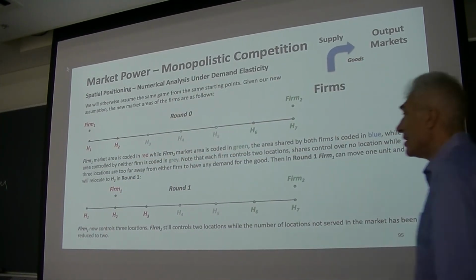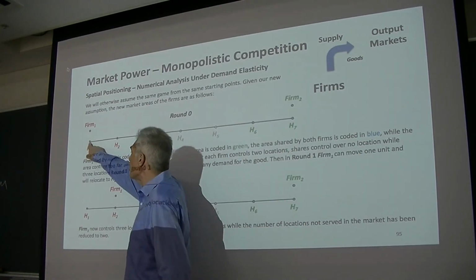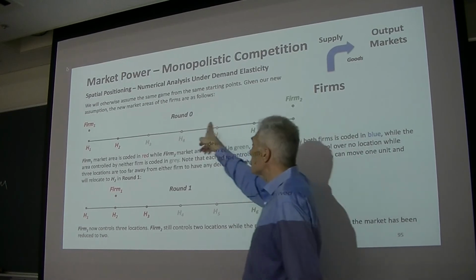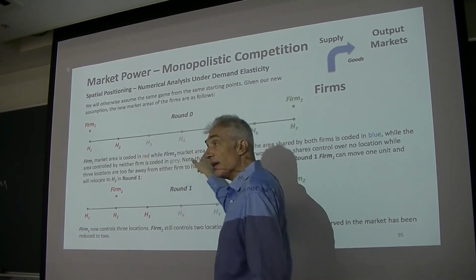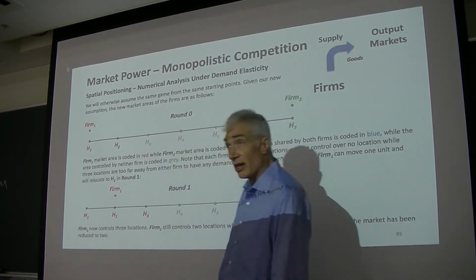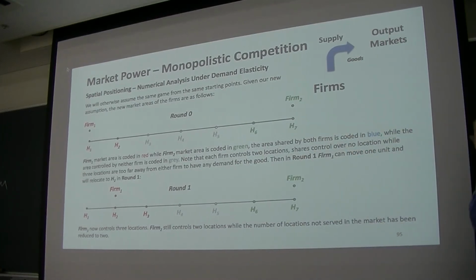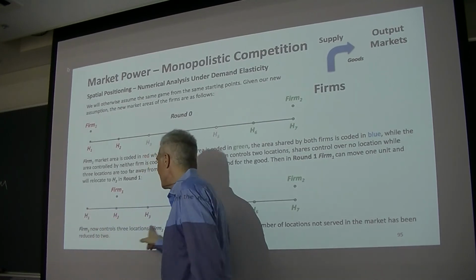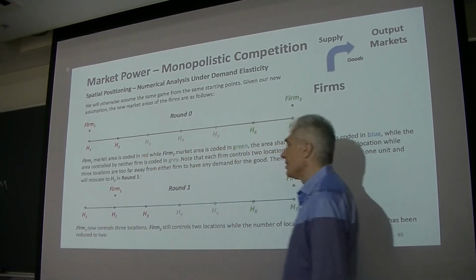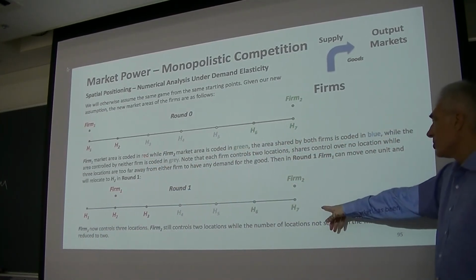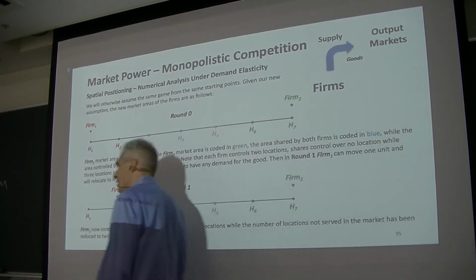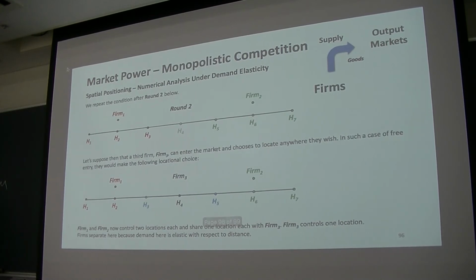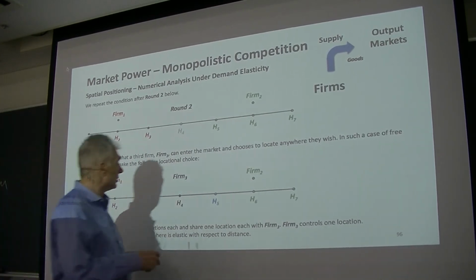So firm 1, more than 1 unit away, only controls these 2. Firm 2 only controls these 2. These 3, there's no market, the market doesn't serve them. There's no market for them. So firm 1 moves, and they control 3. Those are within 1 movement. Firm 2 still controls 2 units, and they can increase that to 3 by moving 1 unit, and they do that. Okay.